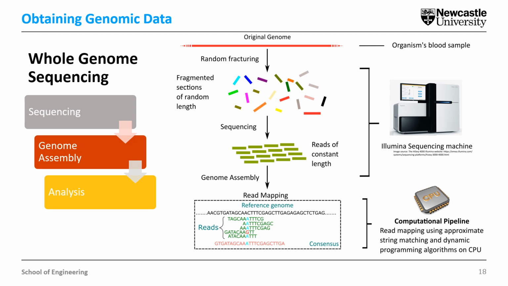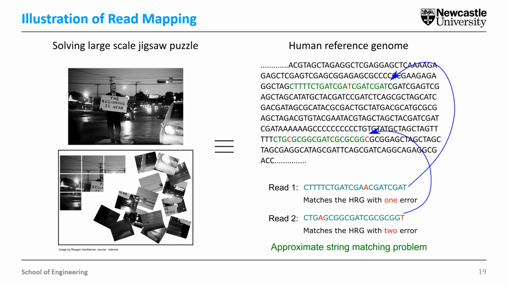Coming back to our previous slide, we will now discuss how read mapping is performed and how the genome is assembled. We reassemble the genome using read mapping approach. Read mapping is very similar to solving a very large scale jigsaw puzzle in which we have an approximate idea of how our final picture should look like, and we reconstruct the final picture using small pieces. Similarly, we are already provided with a human reference genome, and then we locate those small reads in the human reference genome to reconstruct the original genome of an organism.